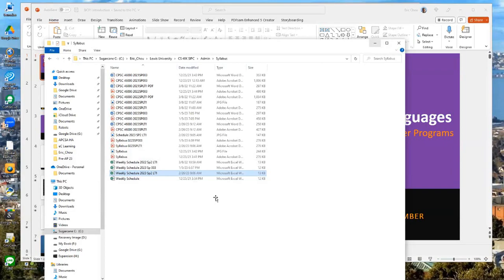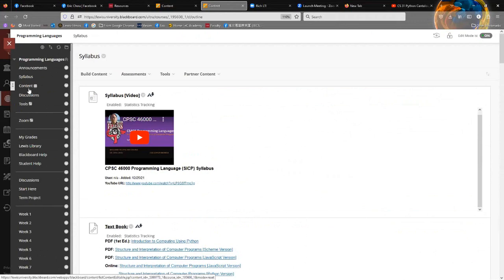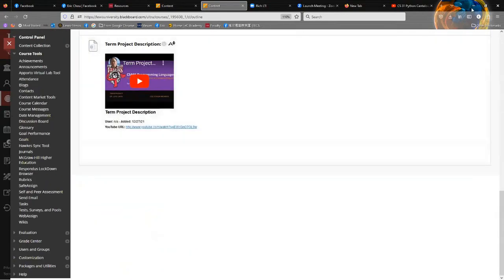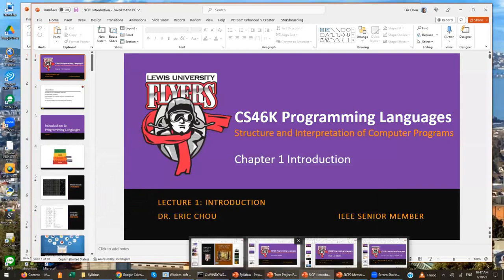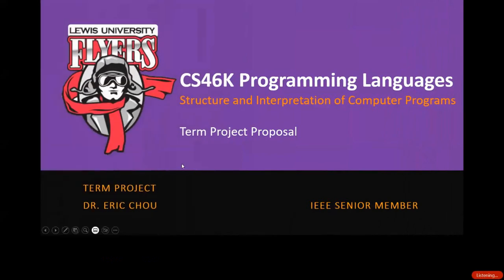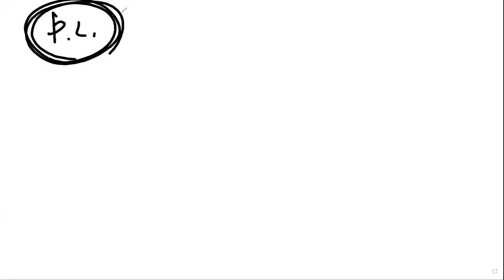So for the term project, I do have a slide you can download from here. There's a term project. Okay, here is the term project section. I'll even have the video over here. So the purpose of the term project is an open project. Open project means any project related to programming language will be allowed.